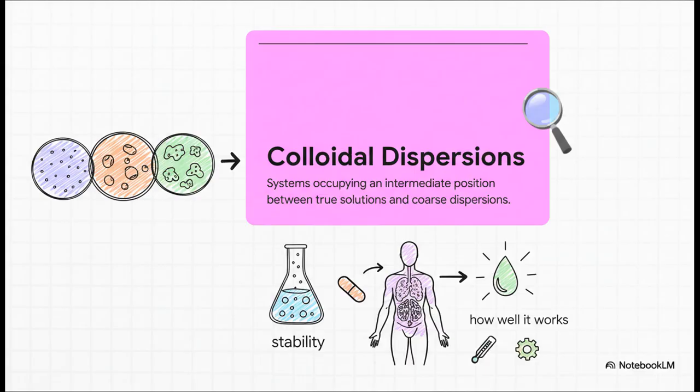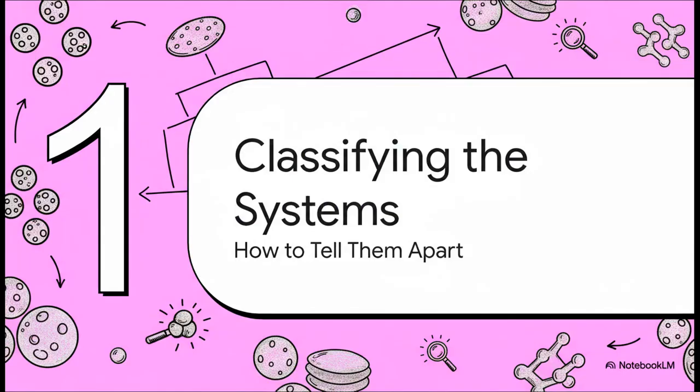Look, getting a handle on this concept is totally non-negotiable for a pharmacist. I'm serious, because it controls everything, from a drug's shelf life to how well it actually gets absorbed by the body. So, okay, how do we even begin to make sense of this hidden world of particles? Well, the first step is to learn how to classify these systems. If we can group them, we can start to predict how they're going to behave.